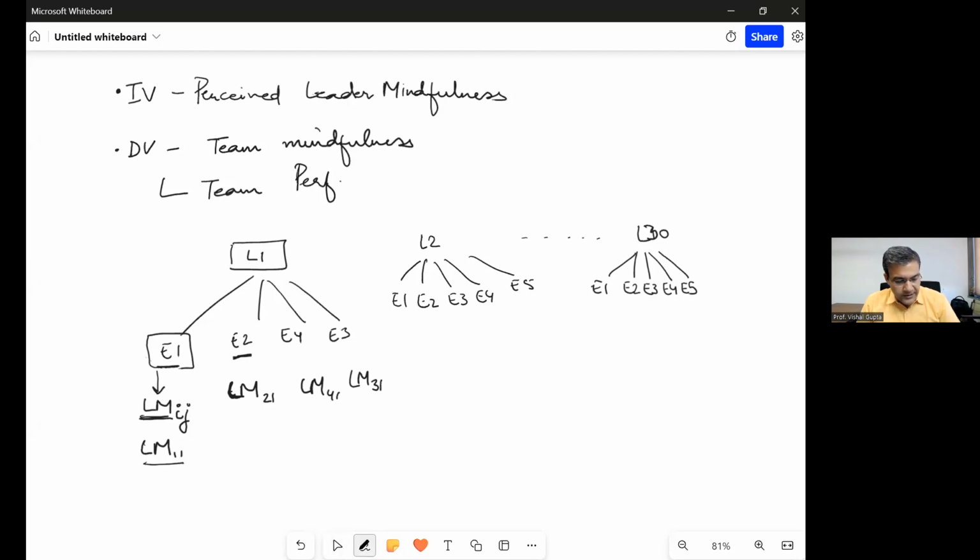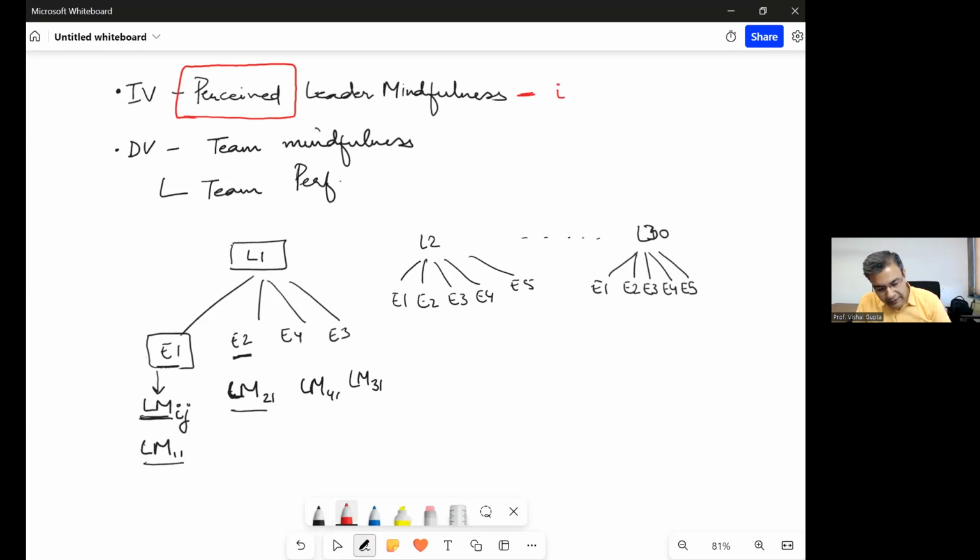Now, in research, whenever you see this word perceived, what should this tell you? That this is an IJ variable, because perception is varying for every individual. It is an individual level variable. That is my IJ variable. Team mindfulness clearly is a J variable. It is a team level variable, and team performance is clearly a J level variable. Is this okay with everybody, or does anybody have a doubt? IJ, J, and J. Is this okay?